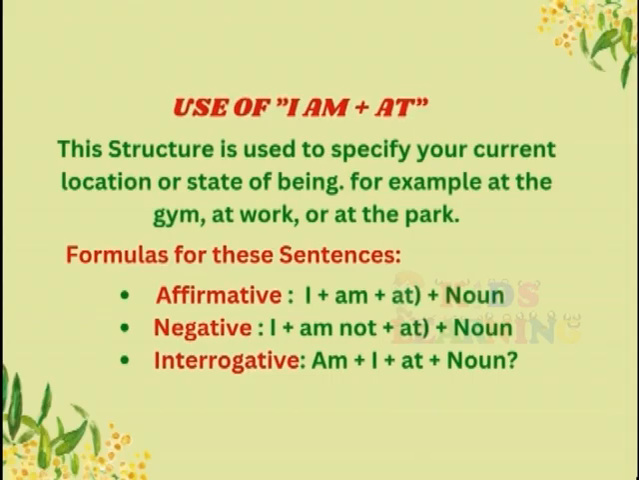Use of I am at. This structure is used to specify your current location or state of being. For example, at the gym, at work, or at the park. Formulas for these sentences. Affirmative, I am at noun. Negative, I am not at noun. Interrogative, am I at noun?